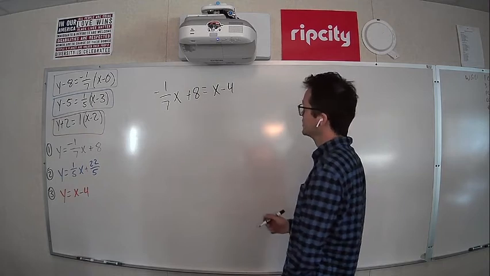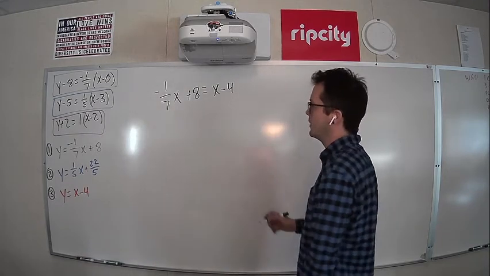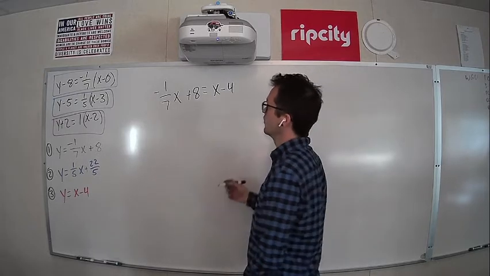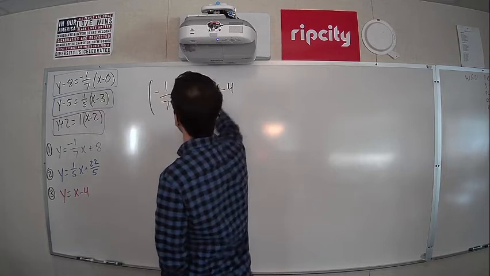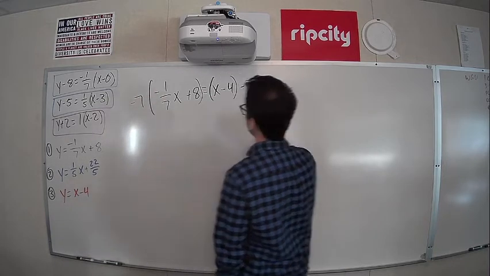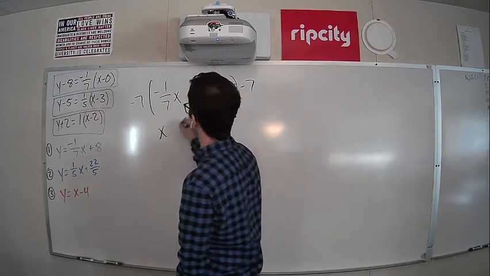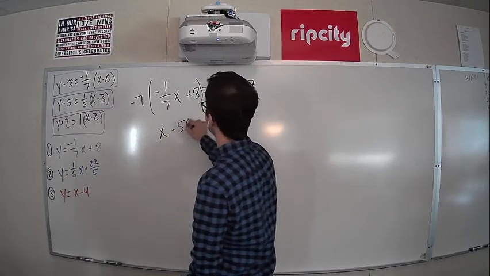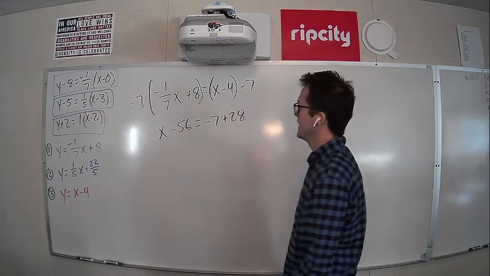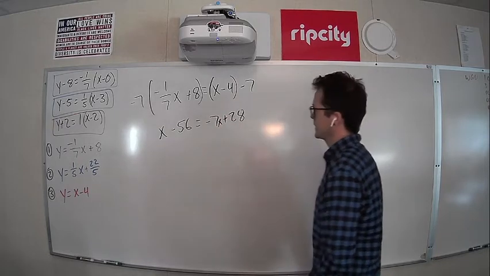So what I would suggest doing here, getting rid of the fraction by multiplying everything by positive 7. Actually, no, let's do negative 7, because right now it's negative 1/7. So we're going to take the entire left side, multiply it by negative 7, and the entire right side, multiply it by negative 7. And what we end up finding is x minus 56 equals negative 7x plus 28. Negative 7x, of course, my mistake.